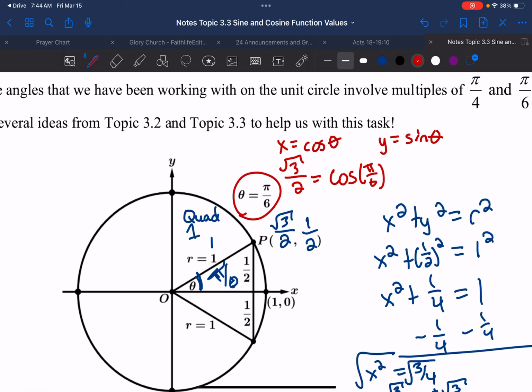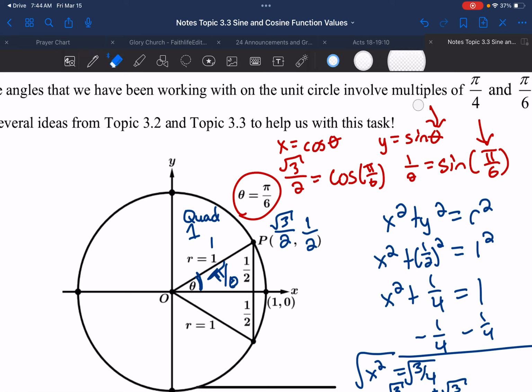Then if I plug in my y-coordinate, just by knowing these coordinates, I can quickly know the sine. Remember, sine is a function here: if I plug something into sine, it gives me something out. If I plug in sine of pi over 6, it's going to be 1/2.